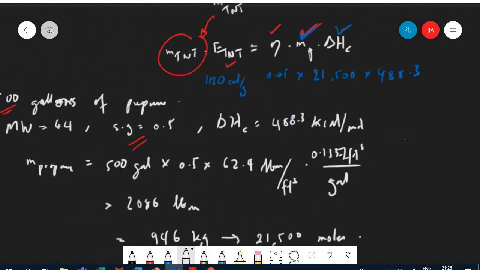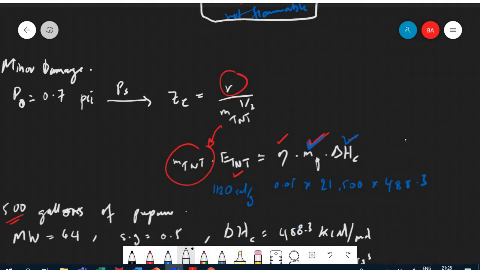Why? If you go back, we wanted to get this so we can substitute it here. Why? Because we want to get R, and R is equal to what? ZE times MTNT. So now we have the mass of TNT. We only need to get ZE. How to get ZE? We need the scaled pressure. So we can get the scaled distance from the scaled pressure by the figure. How to get the scaled pressure? We get it if we know the overpressure, and we get this overpressure from table 6.9. Okay, we can get that from table 6.9.